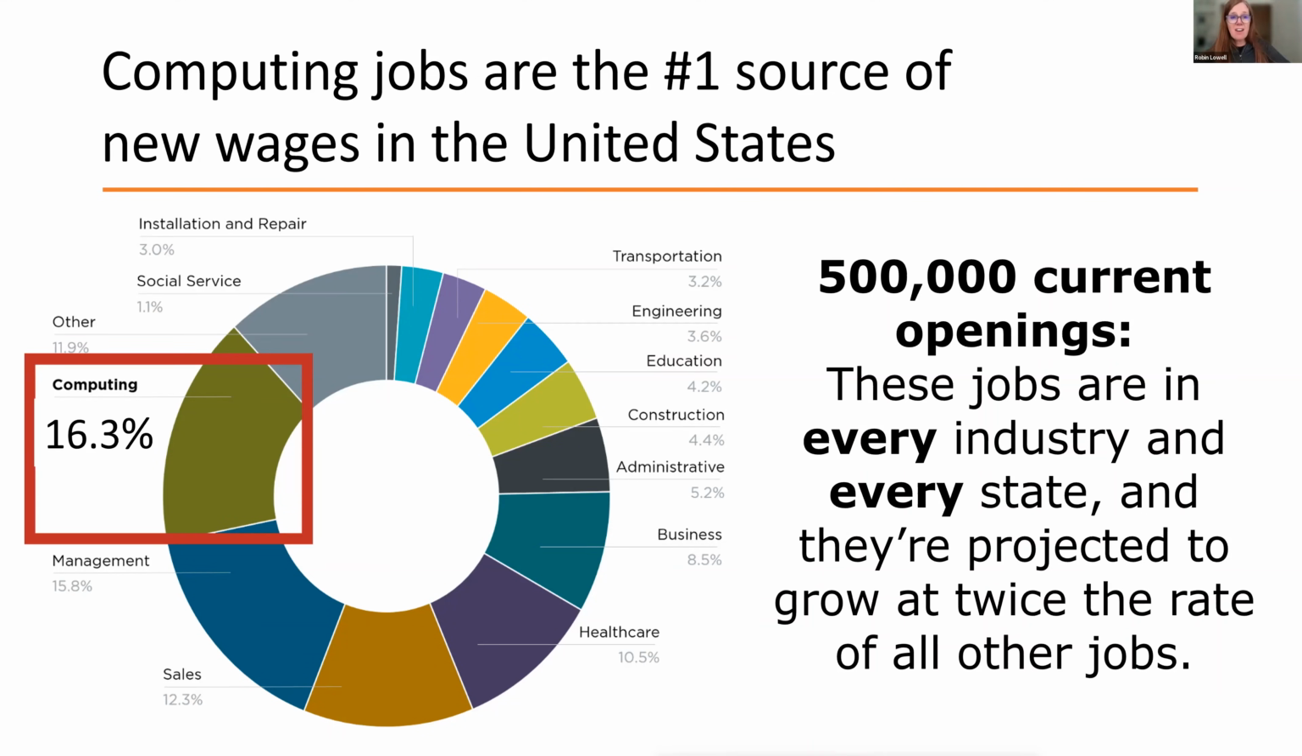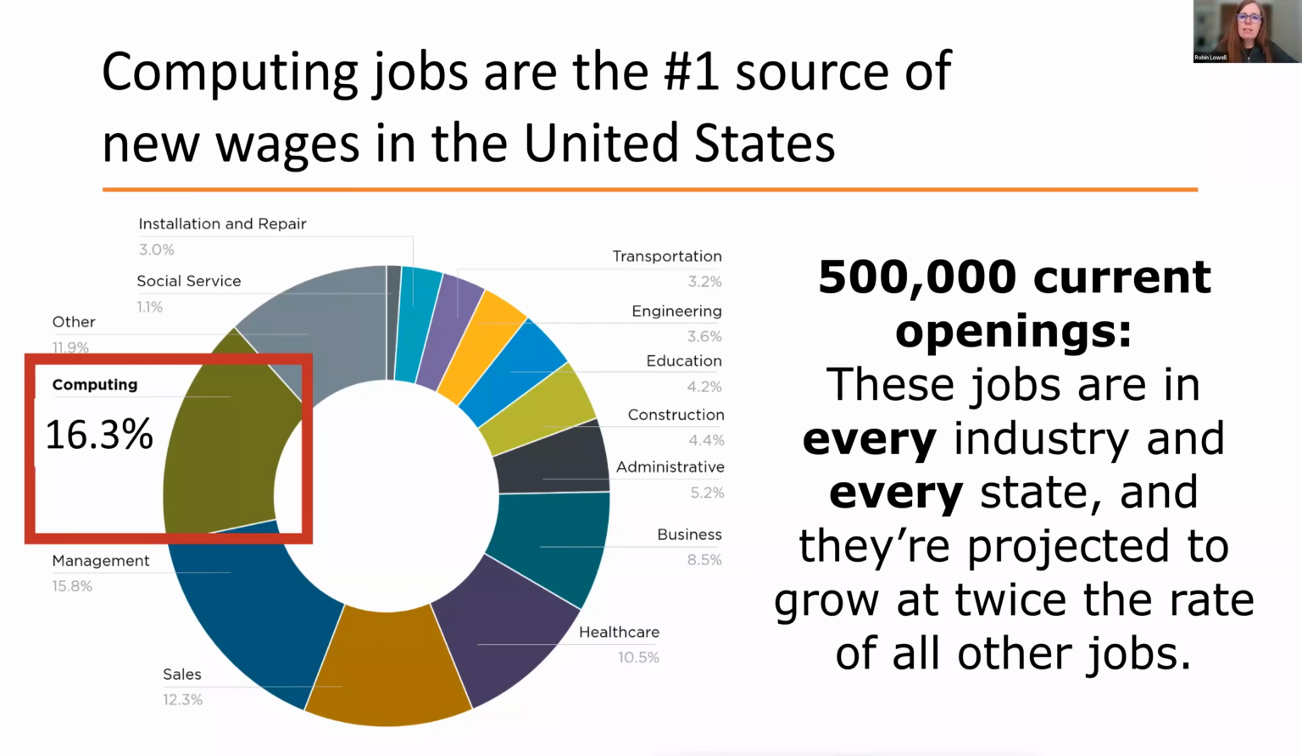There are 500,000 current job openings, in every industry, every state, and it's going to grow at twice the rate of other jobs. That's not saying go work for a giant tech firm. That might be going to work for a little mom and pop shop and being their IT person. That might be being a web designer. That might be being an assistive tech person. Computer science and computing jobs range across the field, and it's growing more and more every day.